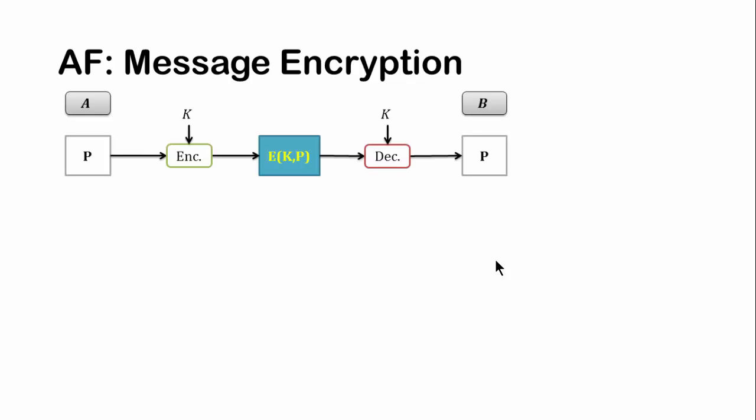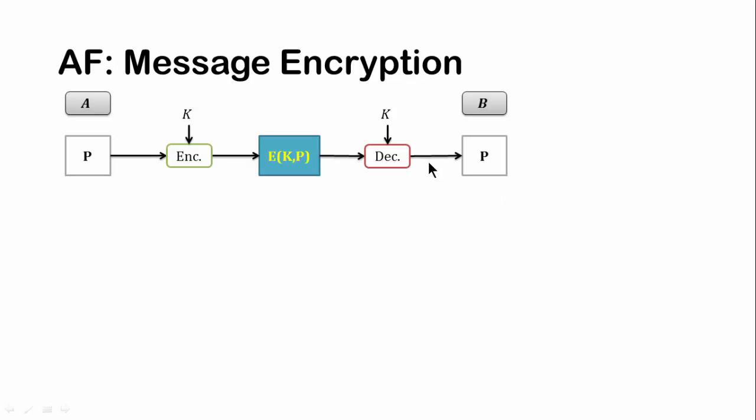Message encryption is basically of two types, as you know. The first one is symmetric key. So if A is the source and you want to send a plain text P to B, you encrypt it using a key K, and you get an output E_K(P), which is then decrypted by B, and B gets the plain text.